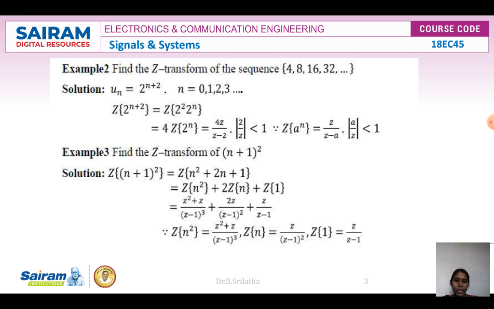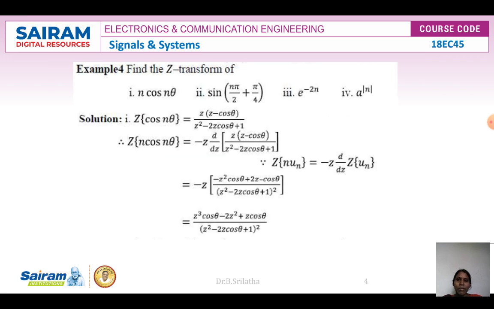So here I wrote it. You can see the Z transform of n square is this one, the Z transform of n is this one, and the Z transform of 1 is this one. So by using the linearity property we got the Z transform of n plus 1 whole square. So using these properties we can do the problems very easily.